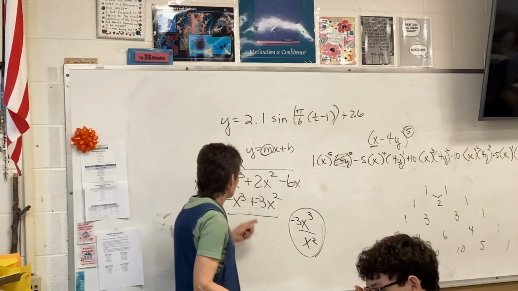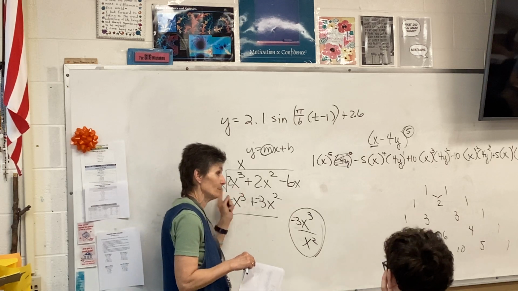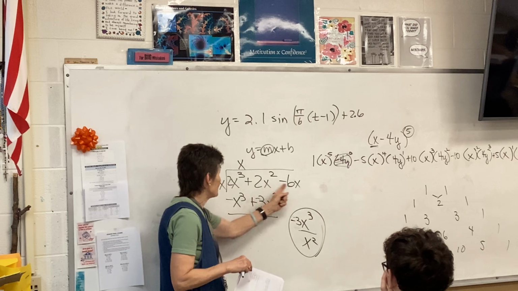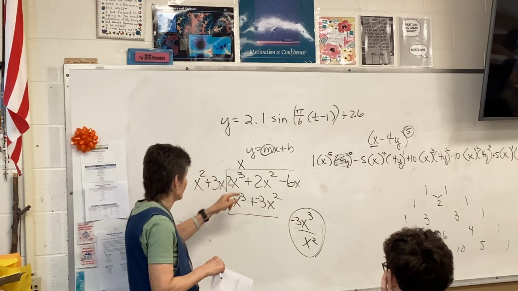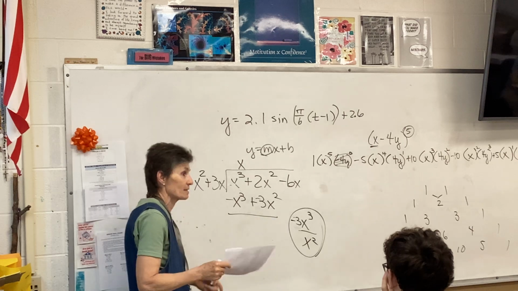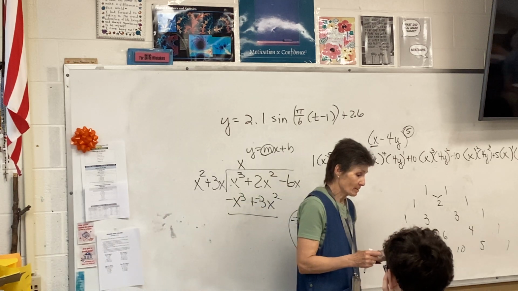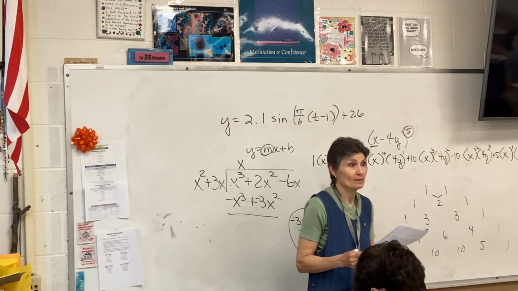Because as x gets bigger and bigger and bigger, none of this matters. It's just the original, x cubed over x squared, which is x. y equals x. All right, what else? Did I forget any? Were there others?